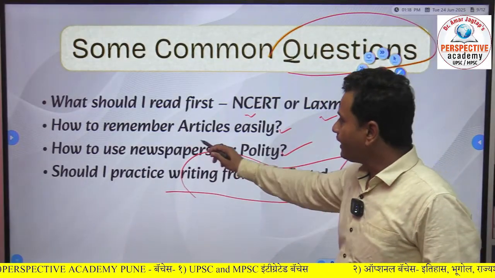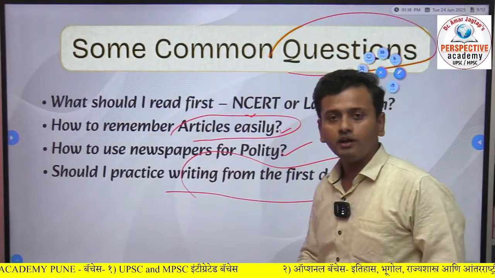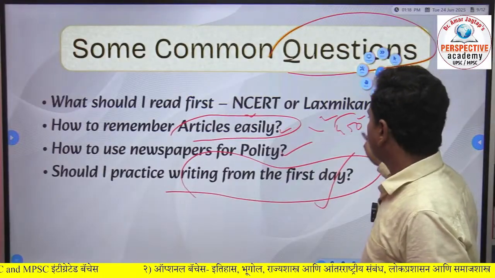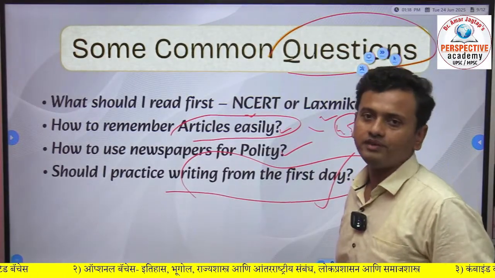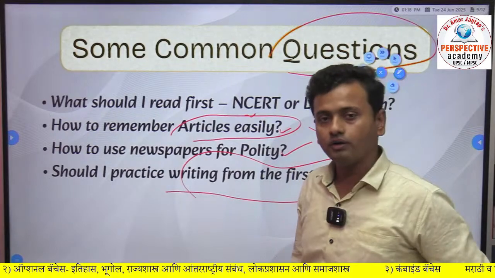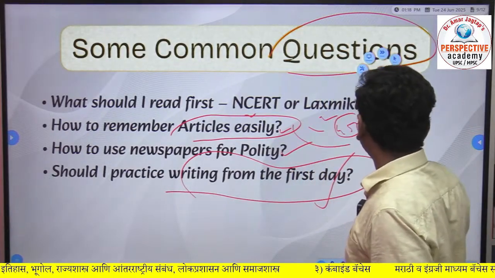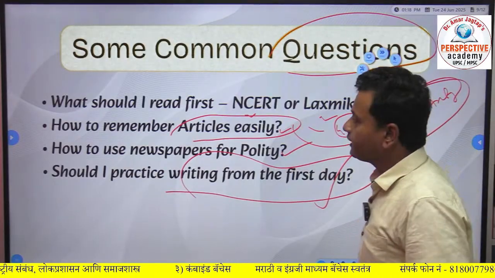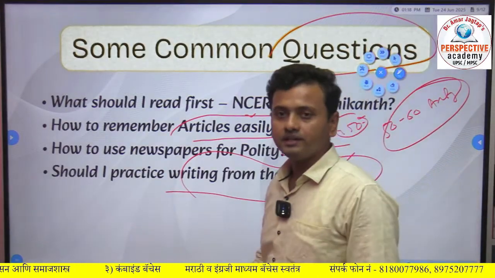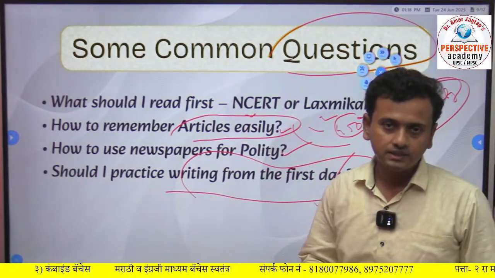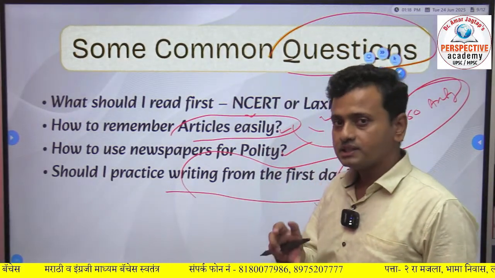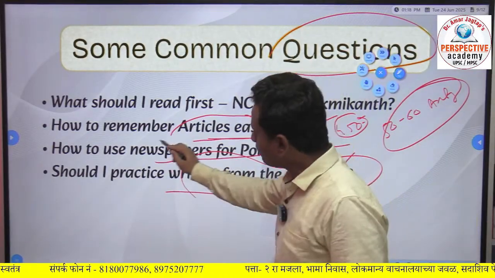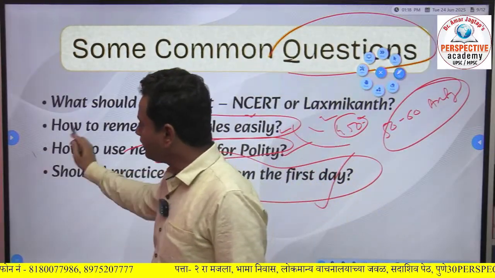And how to remember articles? First thing is, you don't have to remember all 450 plus articles in the Constitution. You just have to remember 50 to 60 articles in total in your preparation. Right? So there is a trick we are going to discuss in the class, on how to remember some of the articles and not all. Right? And how to use newspapers for the polity section. This also will be covered in the class.